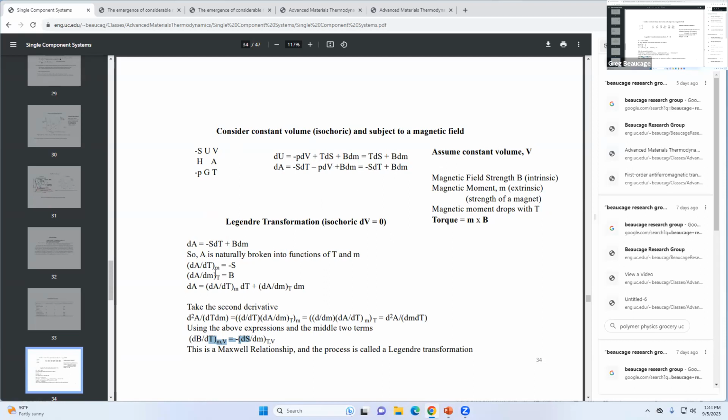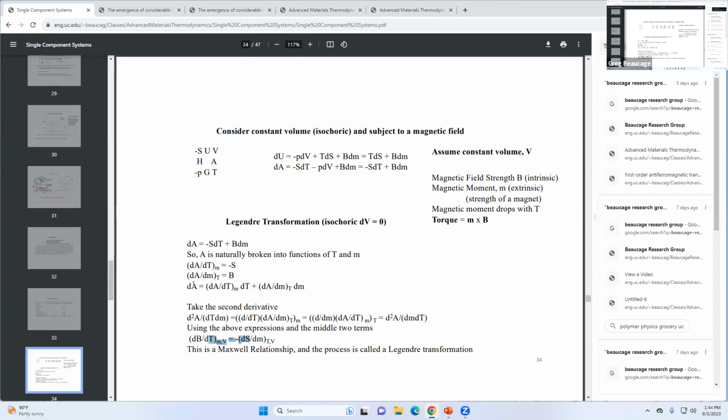And then you say A in this system at constant volume is broken down into a temperature dependent and a magnetic field dependent term. And then dA/dT at constant M is minus S, and dA/dM at constant T is B. Right, so you can just write that dA in terms of those two terms, dT and dM, and you have these differentials in the front, right?